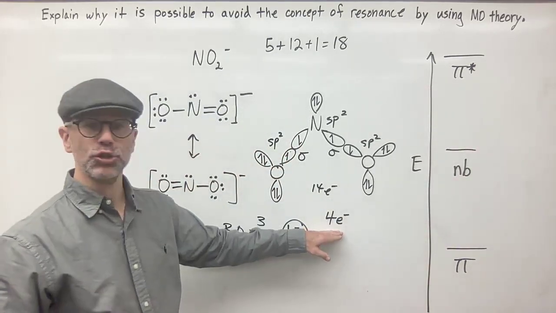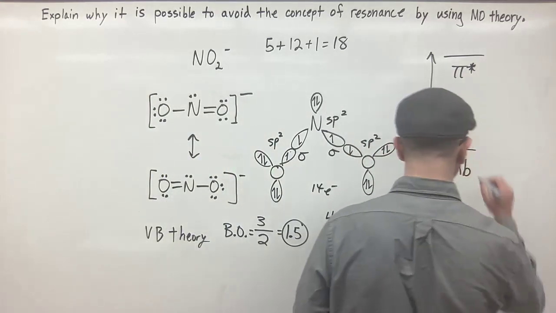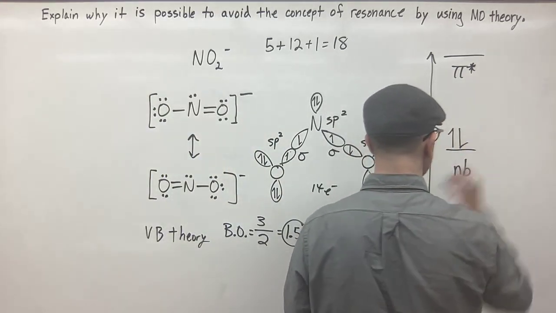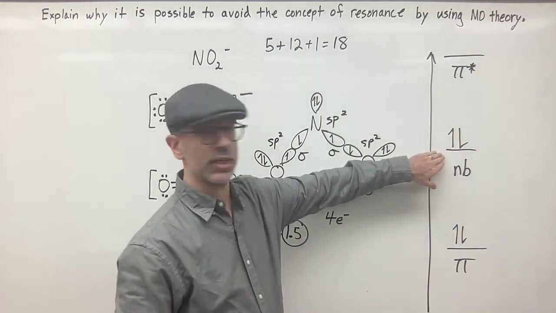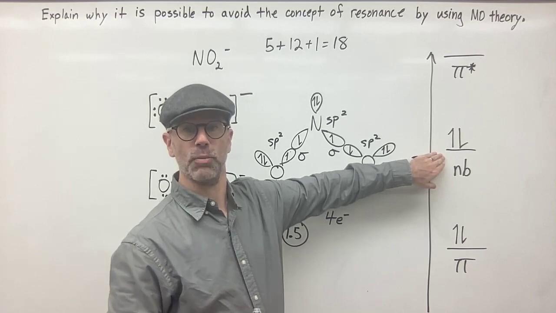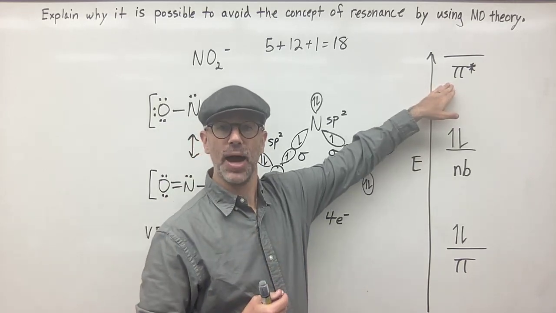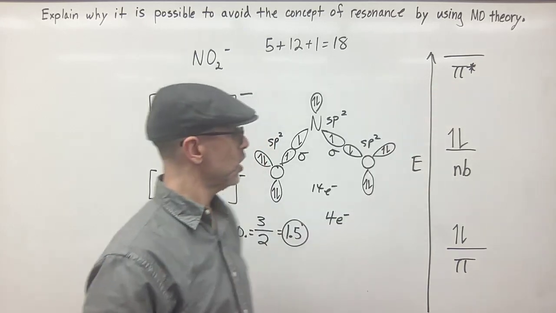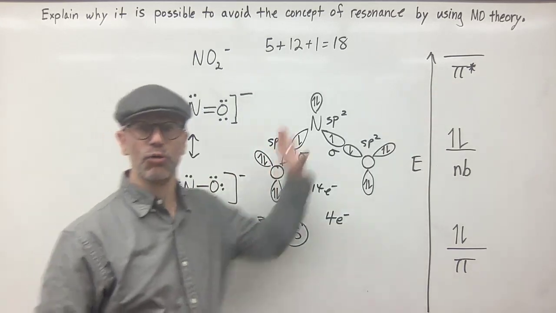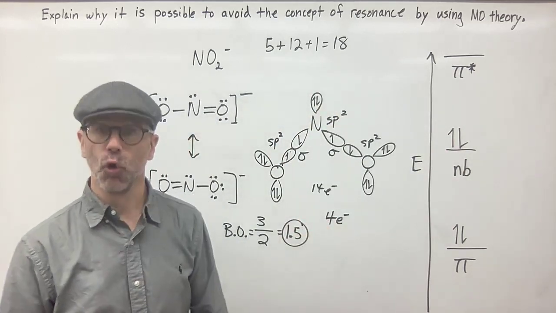We have 4 electrons. We can fill in the molecular orbitals with the electrons. So 2 in the bonding molecular orbital and then 2 in the non-bonding molecular orbital, and I have no more electrons to put in, so the pi star anti-bonding molecular orbital is empty. So now I can calculate the bond order from the molecular orbitals.